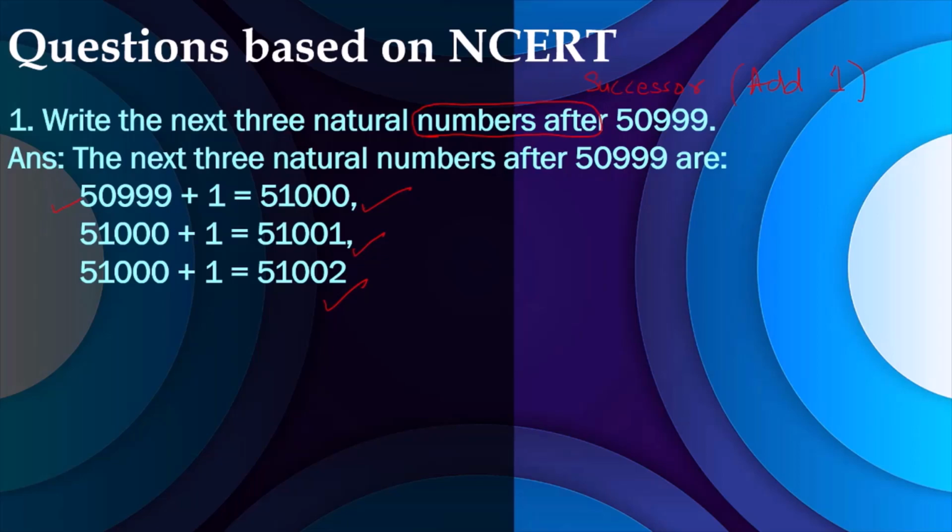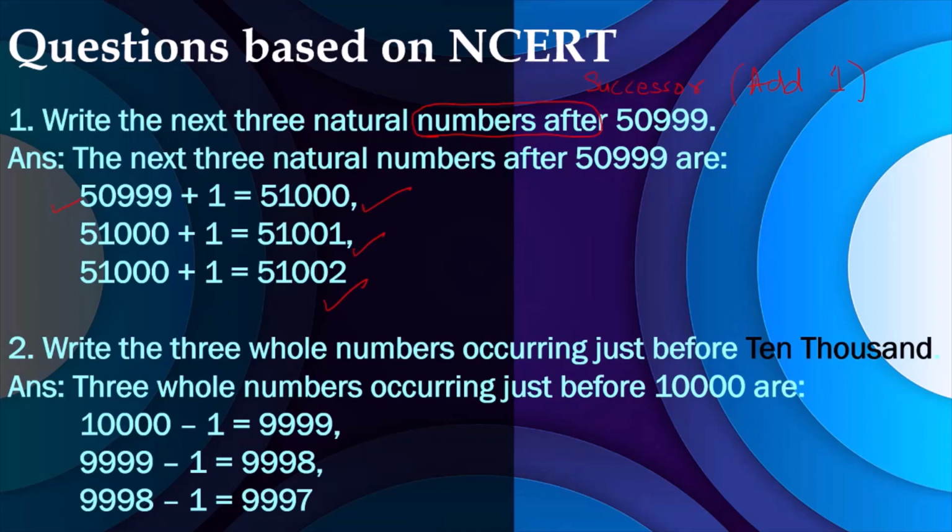Let us see one more question here. Write the three whole numbers occurring just before 10,000. Now, occurring just before means that we need to find the predecessor of the given number. So the predecessor can be found by subtracting 1 from the given number. The given number is 10,000. Let us subtract 1 from 10,000. We get 9,999. And we keep on subtracting 1 three times, and ultimately we get the three required numbers which come just before 10,000.